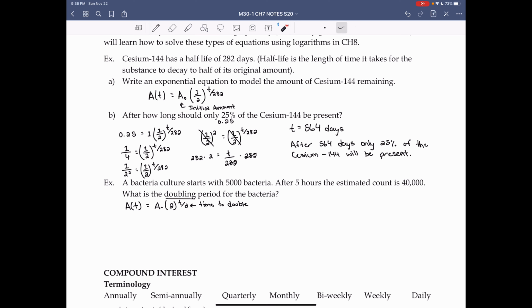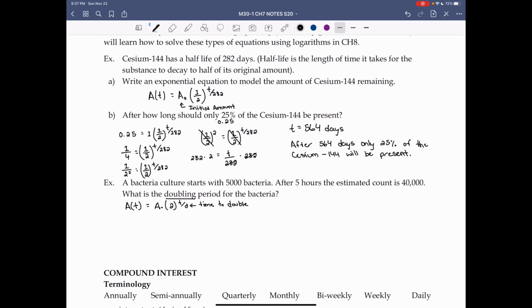So we can see that this is essentially the same equation as this, except that here we are doing the half-life, so we have a base of 1/2, and here we're doubling, so we have a base of 2. This is our time to double. This was our time to half. This is our initial amount. This is the amount after T hours. So all of these types of word problems are set up with similar equations.